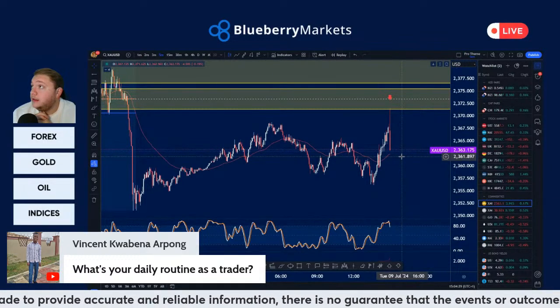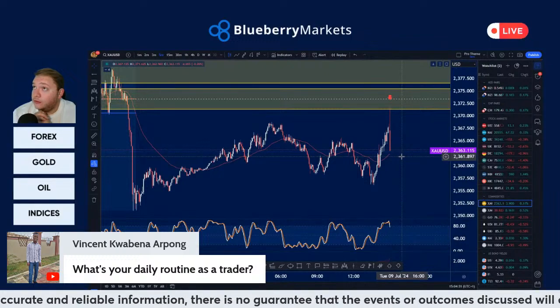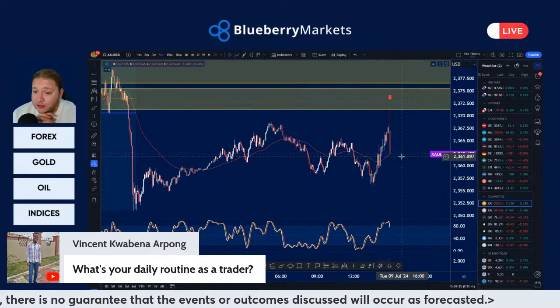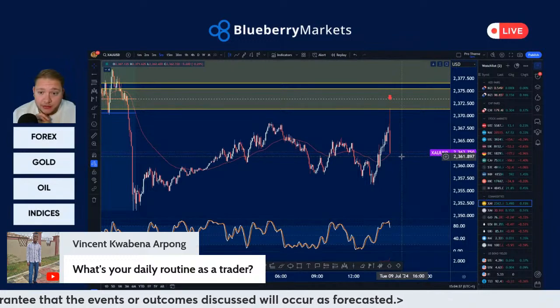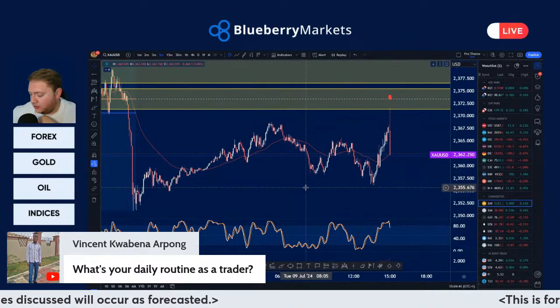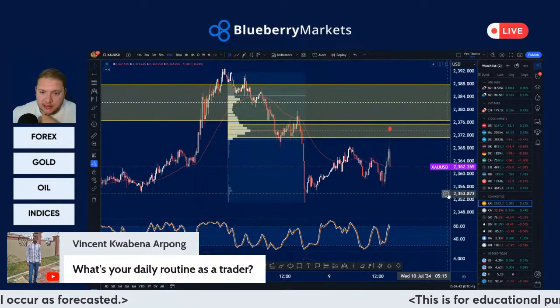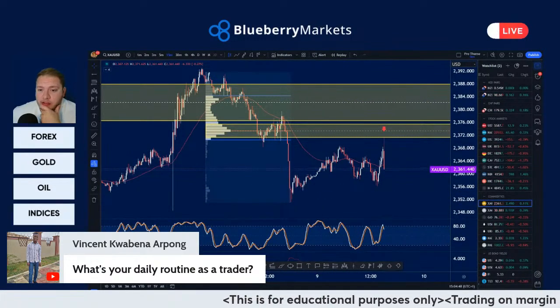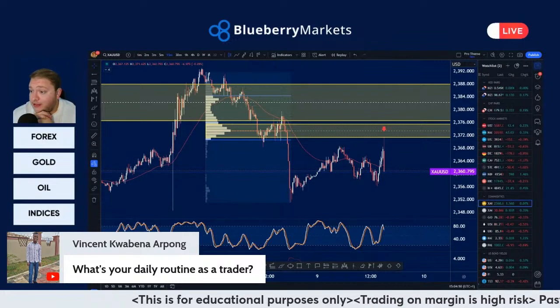So that one alert obviously was gold that just came in. Typically I would have shorted this move on gold, but it's happened so quickly I've not really had a chance to get short on gold. I'm on a 5-minute time frame here just to show you the kind of move that's happening at the moment. But yeah, that's my daily routine.